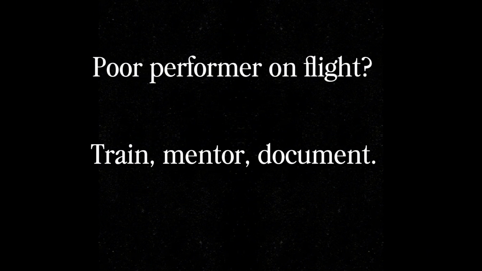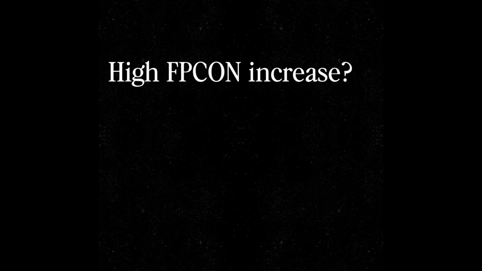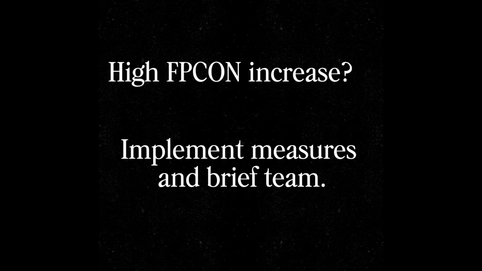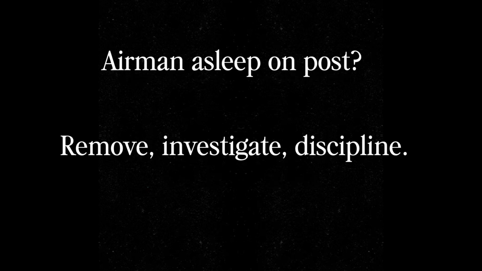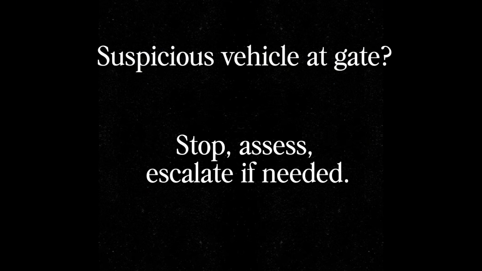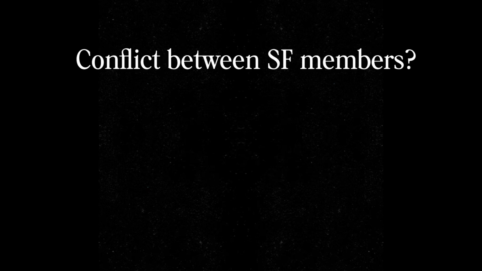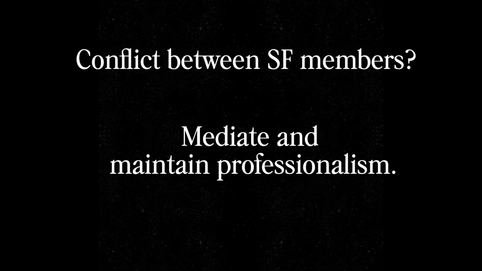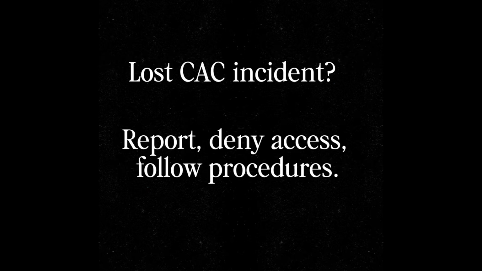Poor performer on flight. Train. Mentor. Document. High FPCON increase. Implement measures. And brief team. Airman asleep on post. Remove. Investigate. Discipline. Suspicious vehicle at gate. Stop. Assess. Escalate if needed. Conflict between SF members. Mediate and maintain professionalism. Lost CAC incident. Report. Deny access. Follow procedures.